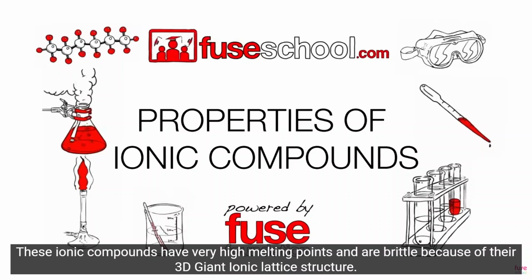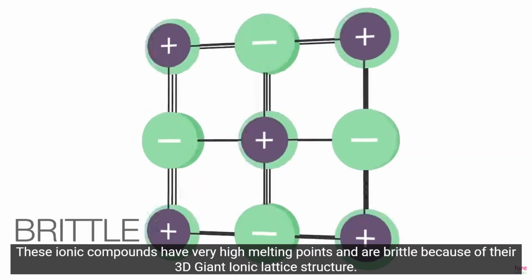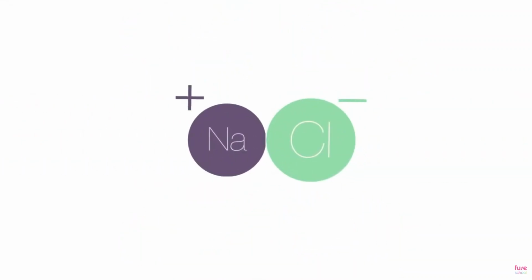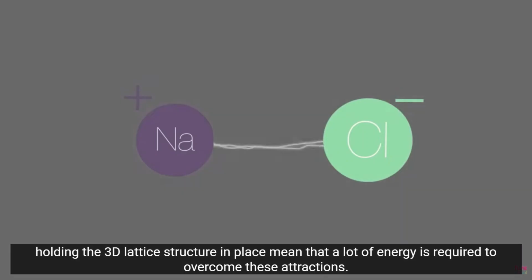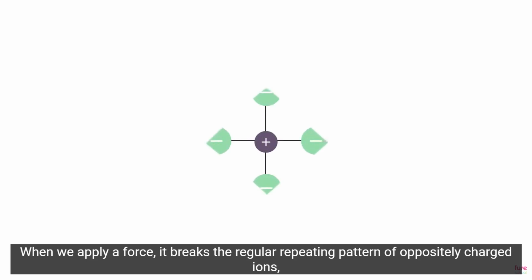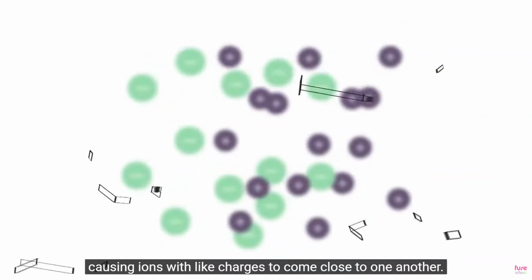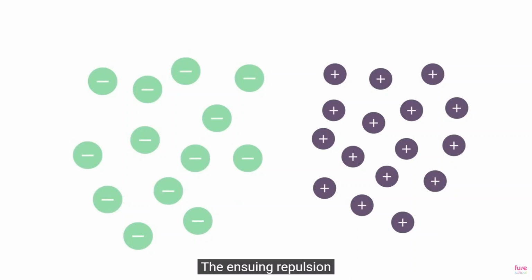These ionic compounds have very high melting points and are brittle because of their 3D giant ionic lattice structure. The strong electrostatic attractions holding the 3D lattice structure in place mean that a lot of energy is required to overcome these attractions. When we apply a force, it breaks the regular repeating pattern of oppositely charged ions, causing ions with like charges to come close to one another. The ensuing repulsion breaks the lattice structure.